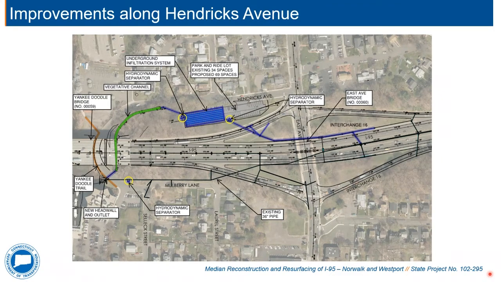After passing through the infiltration system, water will be conveyed in a new vegetated swale, represented by the green, that runs parallel to Hendricks Avenue and under the Yankee Doodle Bridge. A new pipe will be installed under Hendricks Avenue and tie into the existing outlet into the Norwalk River, which will be reconstructed.